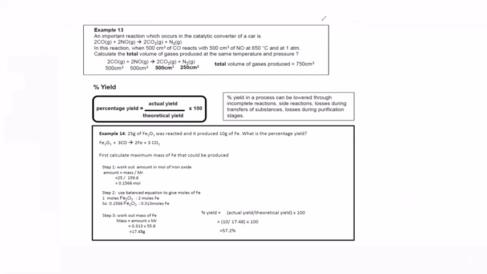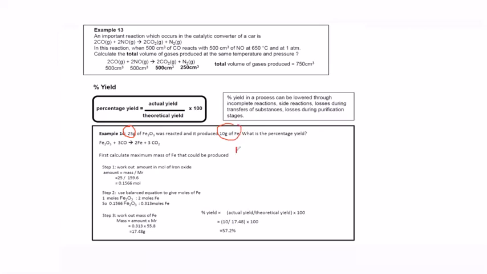Next is the percentage yield. The percentage yield: practically, when we carry out the experiment, we always get a smaller amount as compared to what theory suggests. So the percentage yield is the practical value of a product divided by the theoretical value, multiplied by 100. So in this example 14, 25 grams of iron 3 oxide reacted and produced 10 gram of iron.